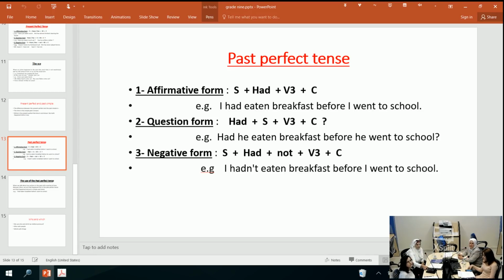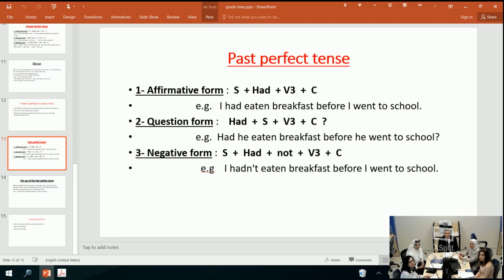Now, the past perfect tense. We have the affirmative form: subject, had, verb 3, and the complement. So here we have "had," not "have" or "has," because it is in the past. Is it the same with all pronouns? Yes, it is the same with all pronouns: I had, he had, she had, they had, we had, etc.